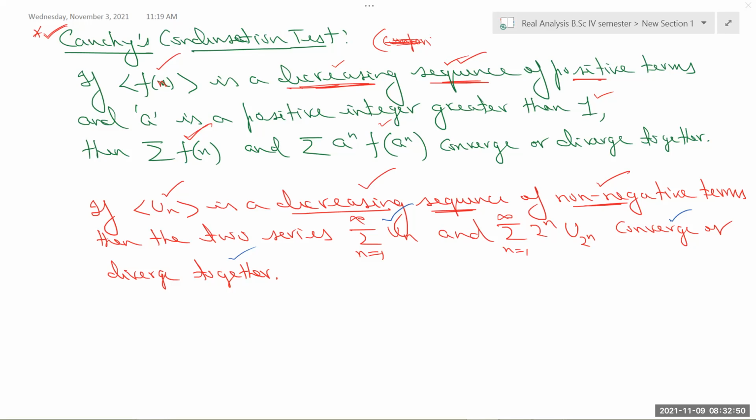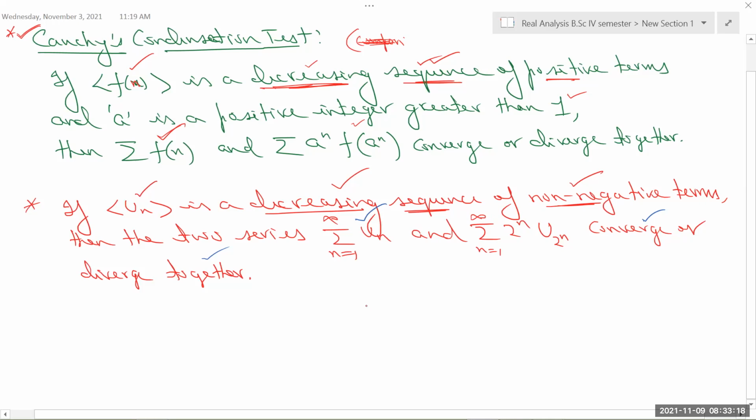will be frequently used. So if I replace this A by 2, suppose Un is a decreasing sequence of non-negative terms, then the two series, summation Un, n running from 1 to infinity, and summation 2 to the power n into u of 2 to the power n, converge or diverge together. So we will observe that this Cauchy's condensation test is very useful and it will further simplify several questions.